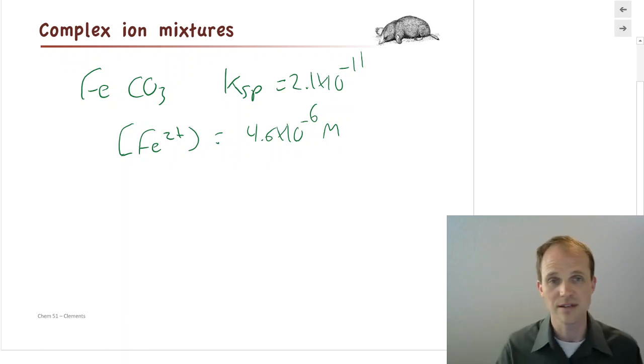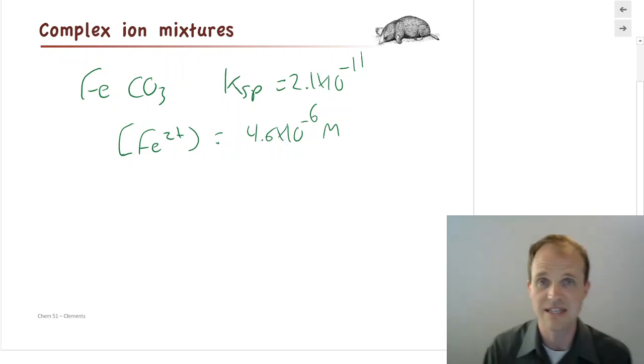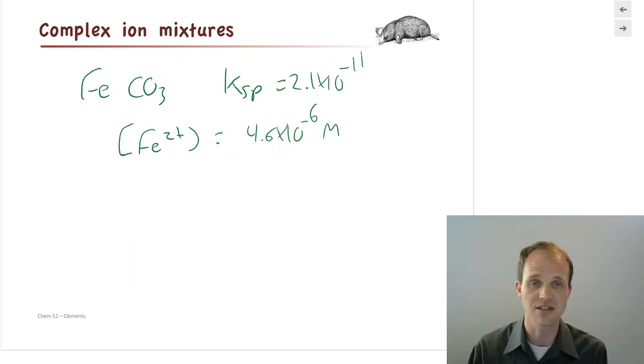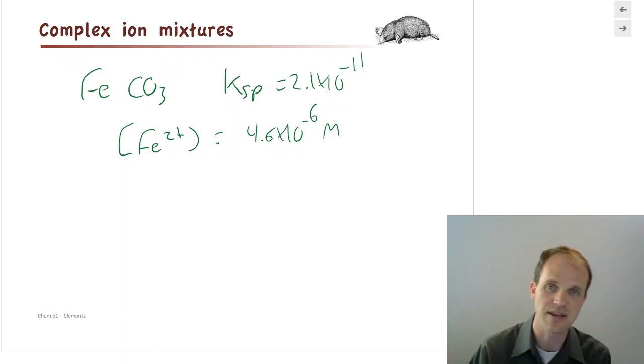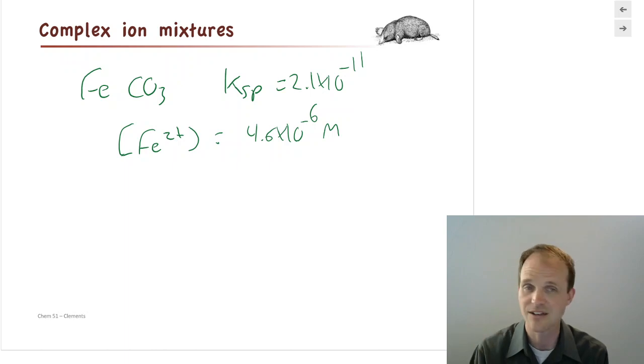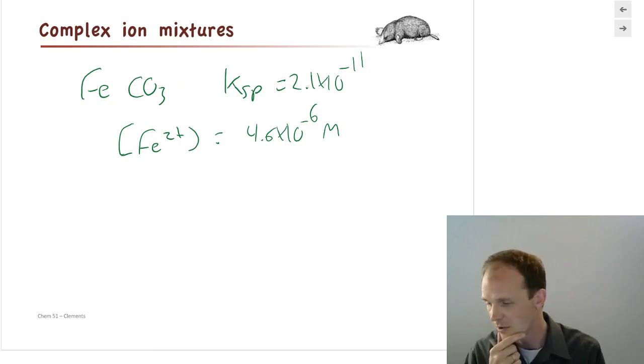Now, what if you wanted to try to get more iron carbonate to dissolve in water? Well, we know one way, right? Would we add a strong acid or would we add a strong base? Hopefully you came up with, let's add a strong acid. Why? Because the acid would add to CO3 to make HCO3, and HCO3 is not part of this equilibrium, so that removes CO3, driving the reaction to make more. So that's one way: adding a strong acid, we can absolutely do that.